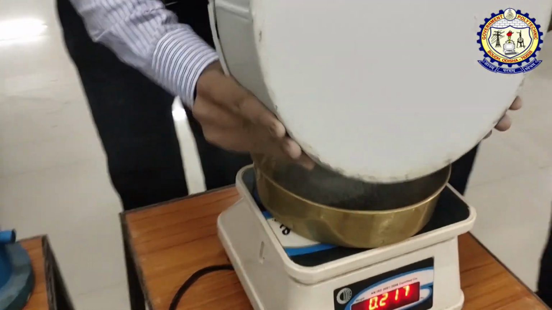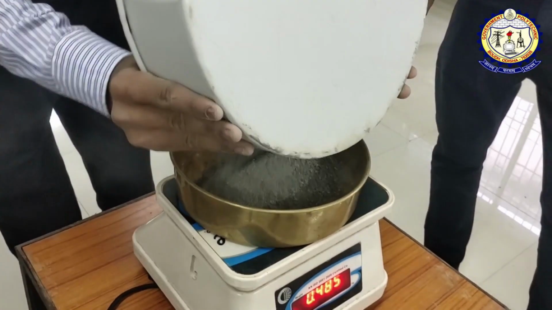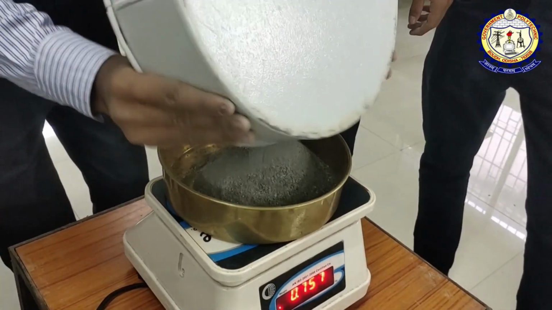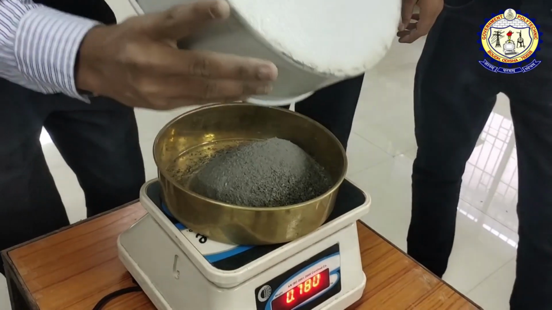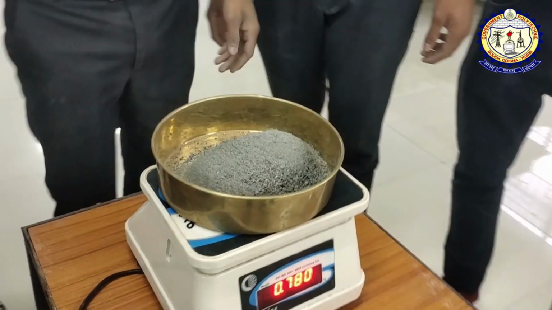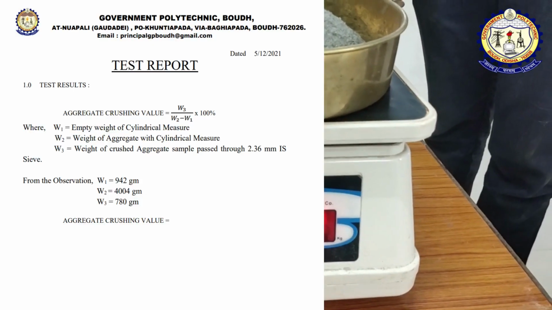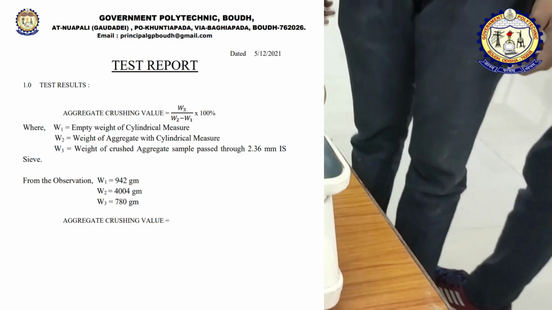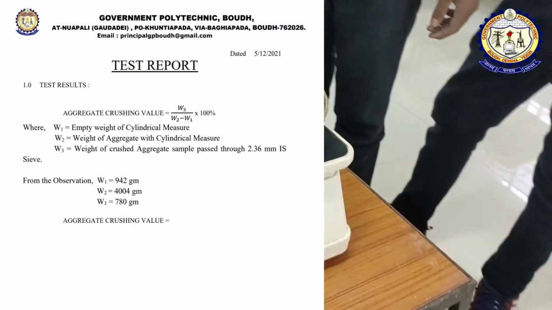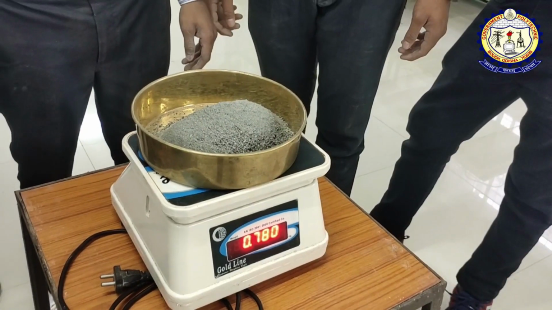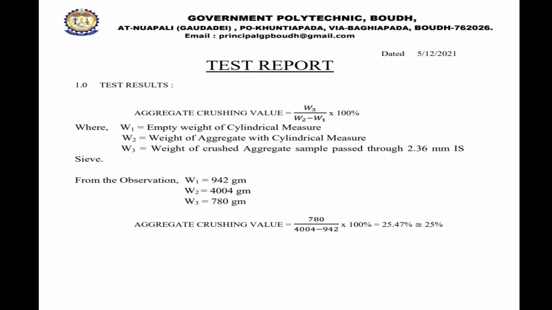Then take the weight of the fraction passing through the 2.36 mm IS sieve as W3, and it is 780 gram. Then write the value in the observation sheet. Then come to the result. Here we found the necessary data using which we calculate the crushing value.